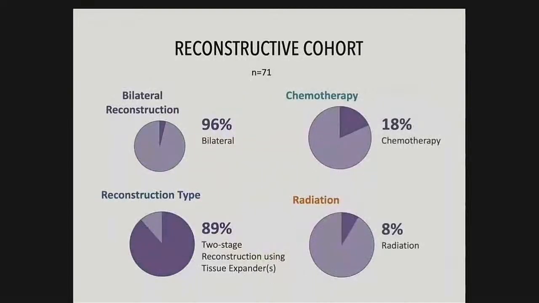Honing in specifically here on that reconstructive cohort, 96% of these patients had bilateral implants. 89% had a multi-device history, having undergone 2-stage reconstruction with tissue expanders. 18% completed chemotherapy and 8% completed radiation.